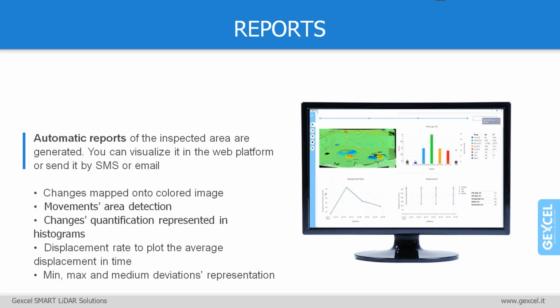Then the statistic, on the other hand, quantifies the changes in the histogram, representing the distribution of the points in the displacement classes and providing an estimate of the cumulative area for each class. In the lower part of this screen, there are also two important graphs that represent the evolution of the monitoring. One is the displacement rate, and the other one shows the minimum, maximum, average, and standard deviation of the event.